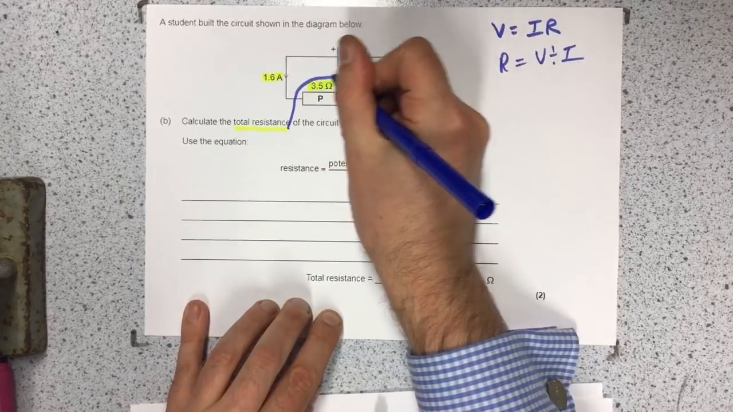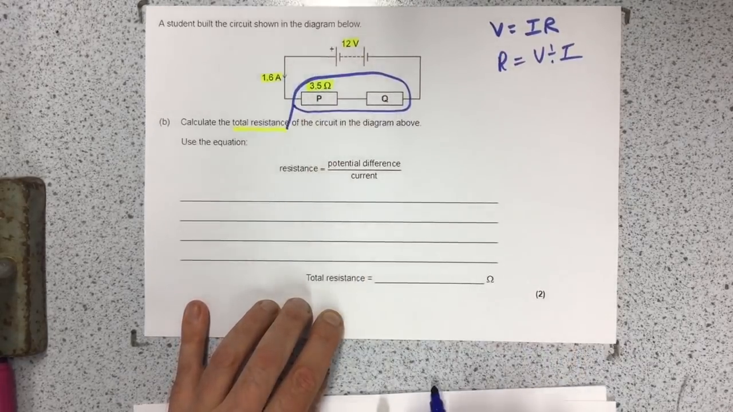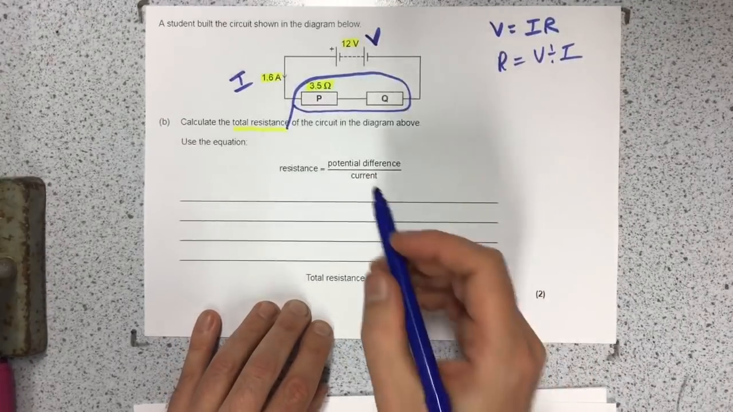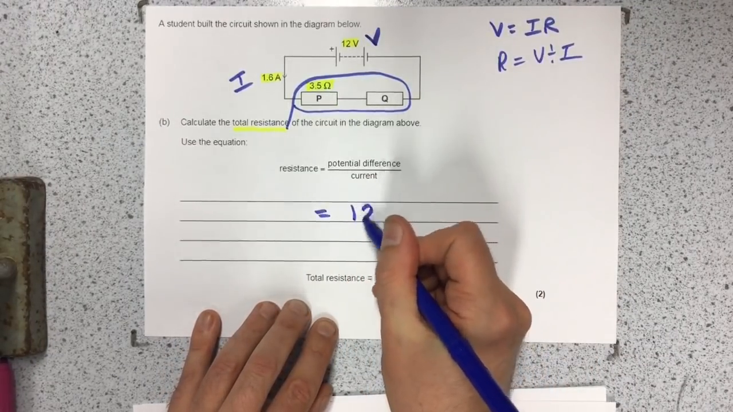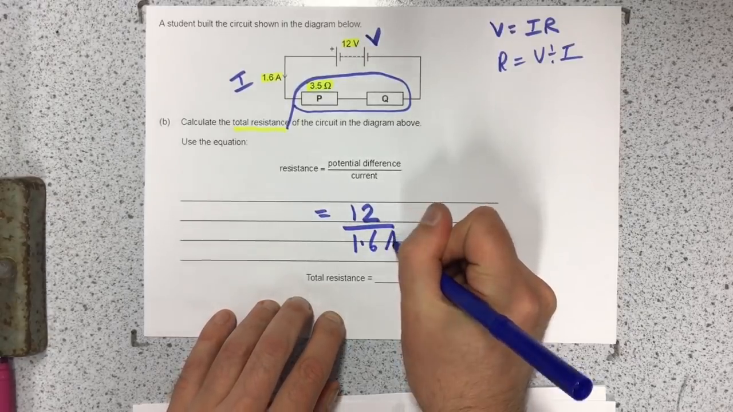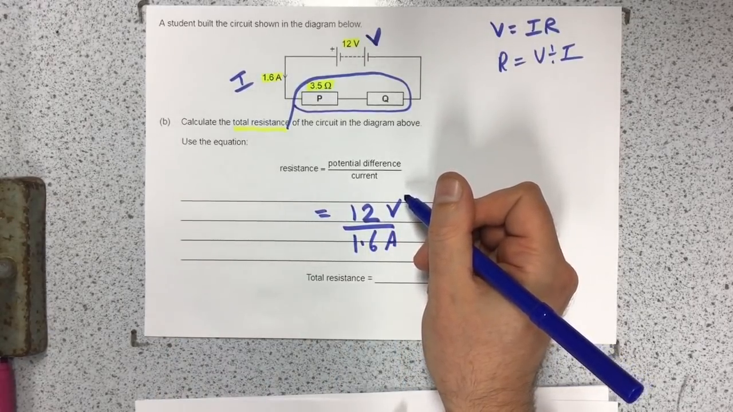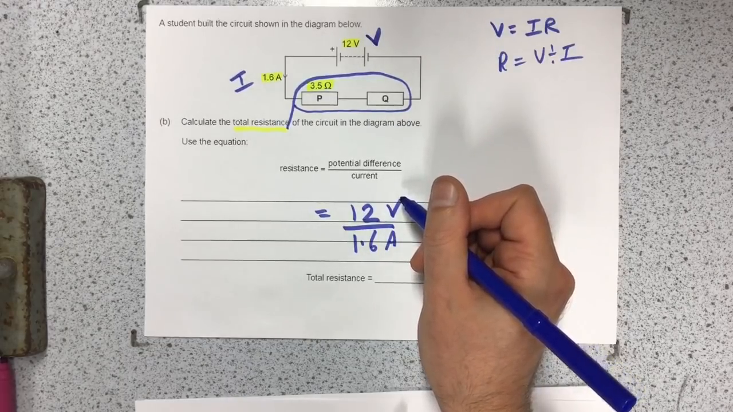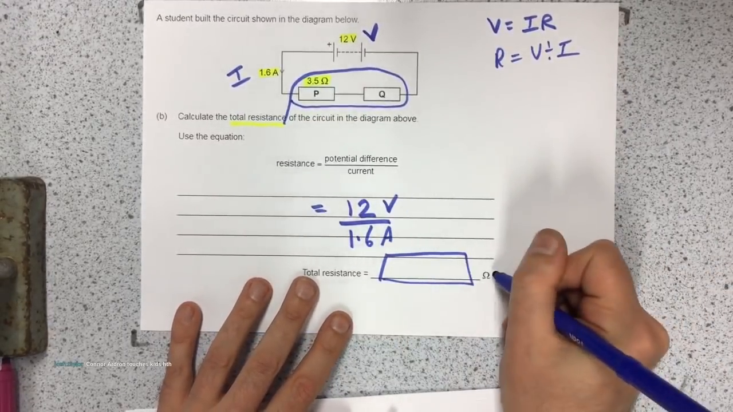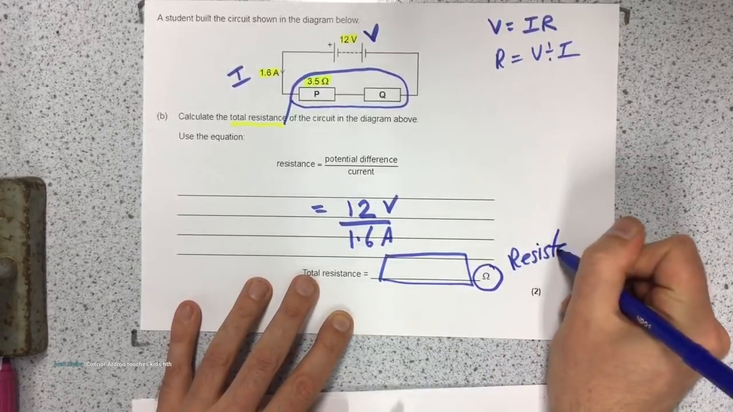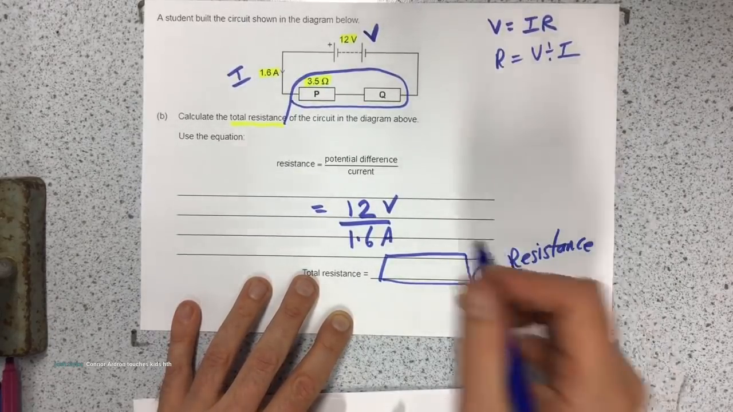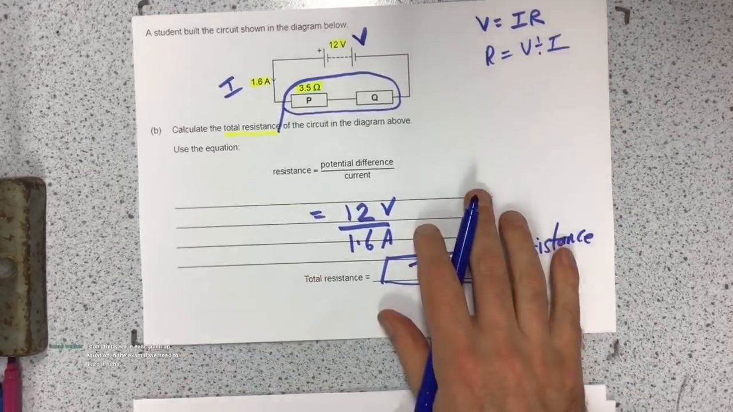So the total resistance is the resistance of everything here. Okay, we already know V, we already know I, and they've even given us the formula. So the resistance is equal to the potential difference of 12 volts divided by the current, which is 1.6 amps. So that's volts, that's amps, okay? And you will work out an answer here, okay? I'm not going to work it out for you, you can do it for yourself. And your answer, of course, is in ohms because it is resistance, okay? Just a quick calculation in my head, yeah, 7.5 ohms. I think you'll find is the correct answer for that one.